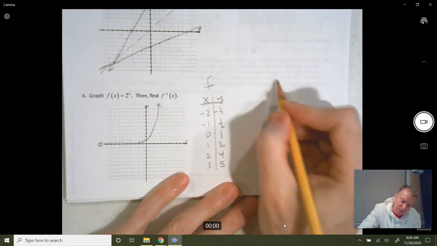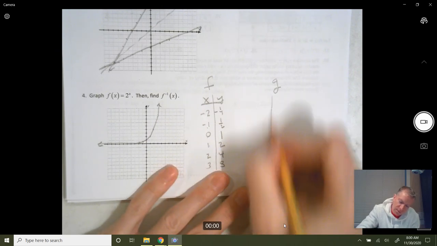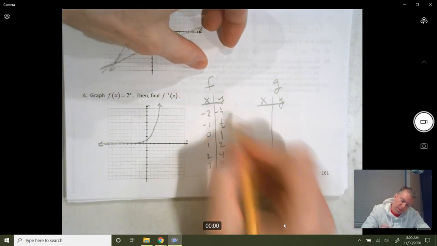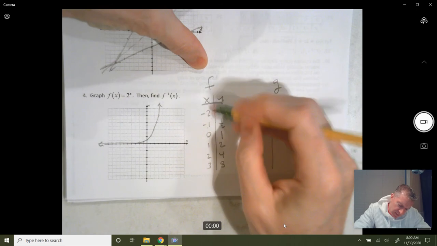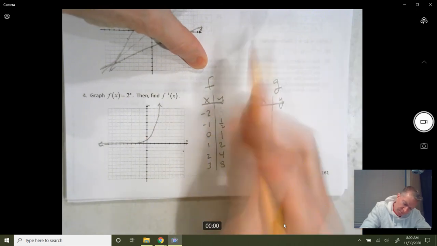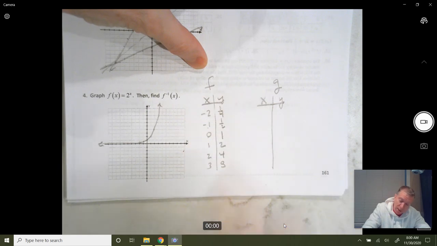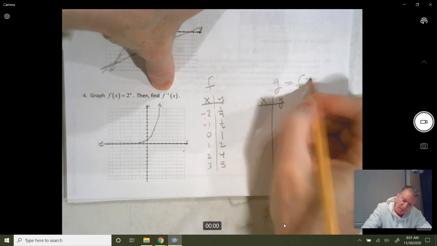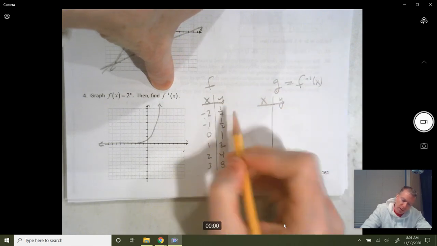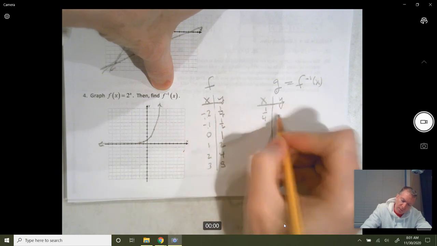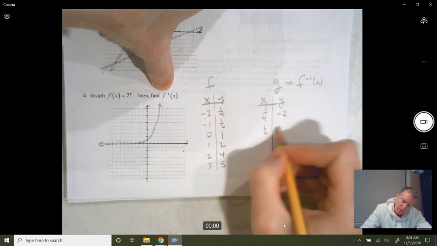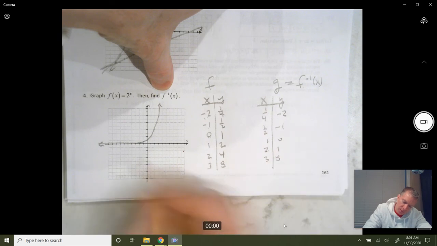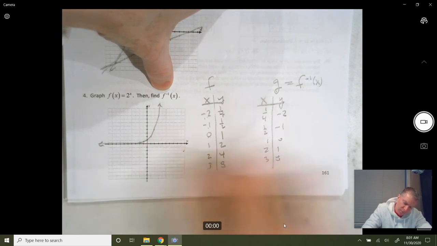Okay, now the g function. We're going to do this two ways. x, y. Now we're going to take each one of these. What did I write there? That's not negative. That should say 1/4. Okay, we swap the x and the y. On the inverse function, I'm going to call this g. This is called f inverse of x. The ordered pairs are all switched. So 1/4, -2; 1/2, -1; 1, 0; 2, 1.